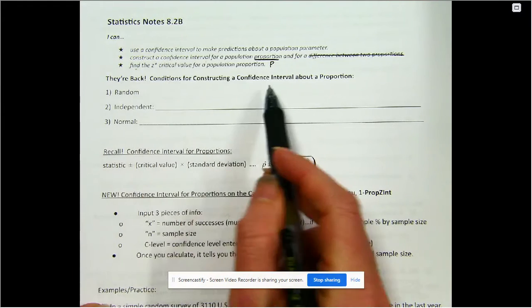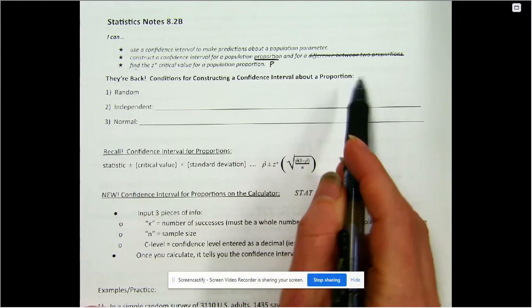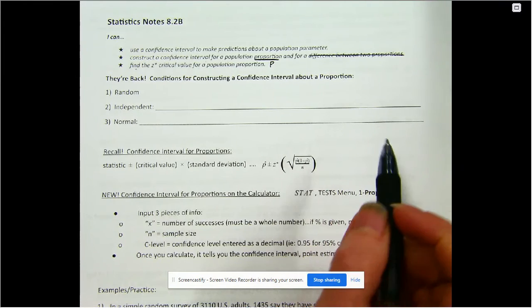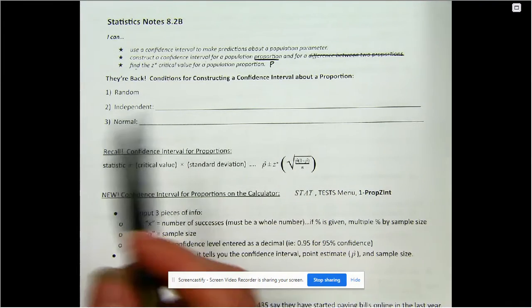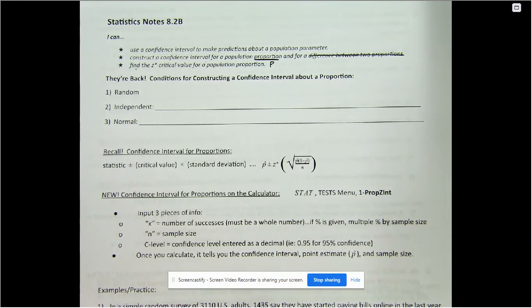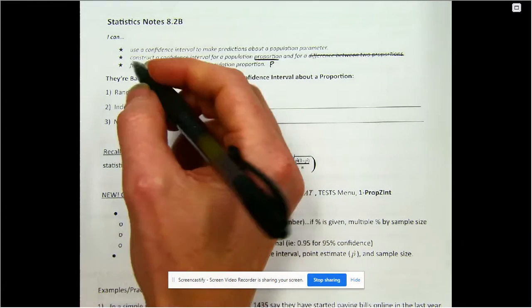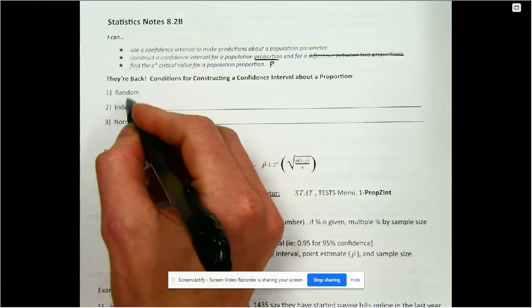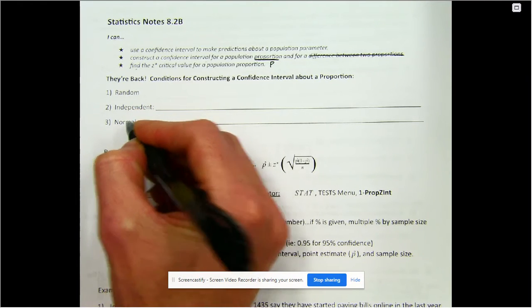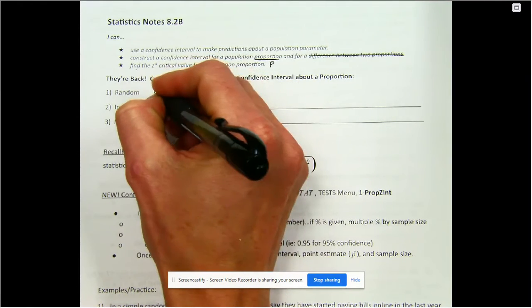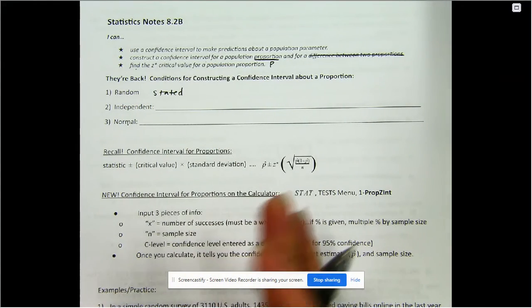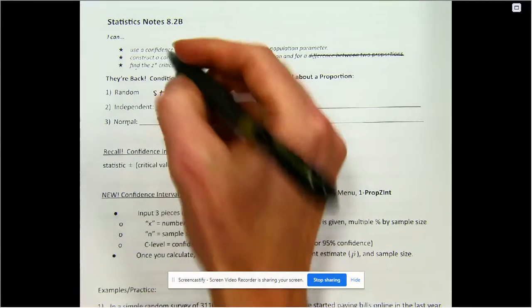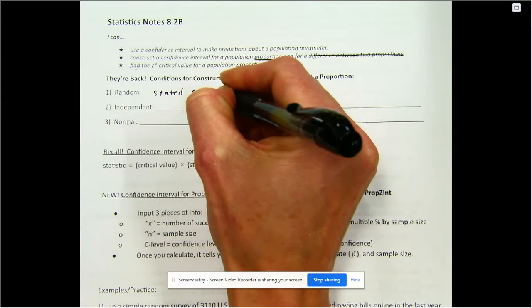So, they're back. Conditions for constructing a confidence interval about a proportion. These are the same conditions that we checked back in chapter 7 for sampling distributions. Now, when checking the conditions for a sampling distribution of p hat, we're checking random, independent, and normality. So our random condition is just stated or it isn't. It's the one condition that if it isn't stated, we would continue. We would say proceed with caution. Stated or proceed with caution.